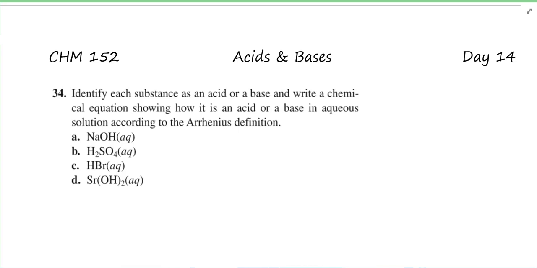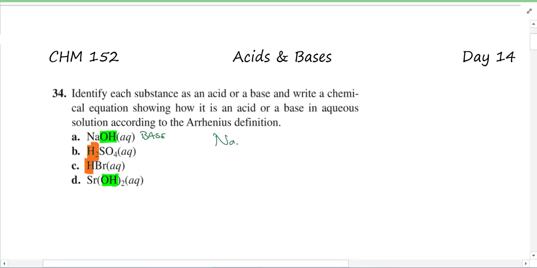Day 14 examples. So let's talk about 34 first. Identify each substance as an acid or base. We're going to write a chemical equation showing how it's an acid or base in aqueous solution according to the Arrhenius definition. Key identifiers: hydroxide and hydrogen. If I go to orange here, H out in front, H out in front.